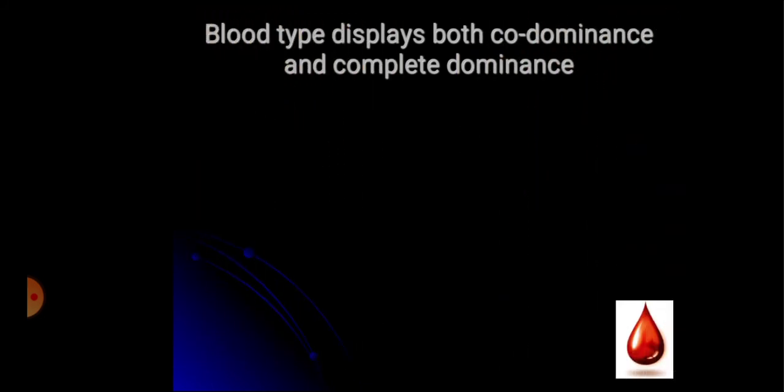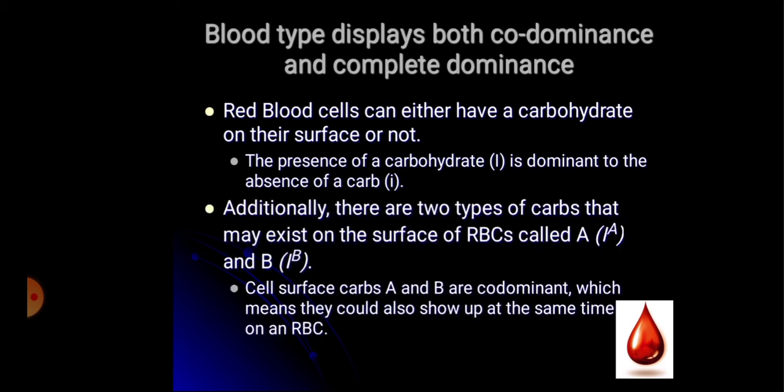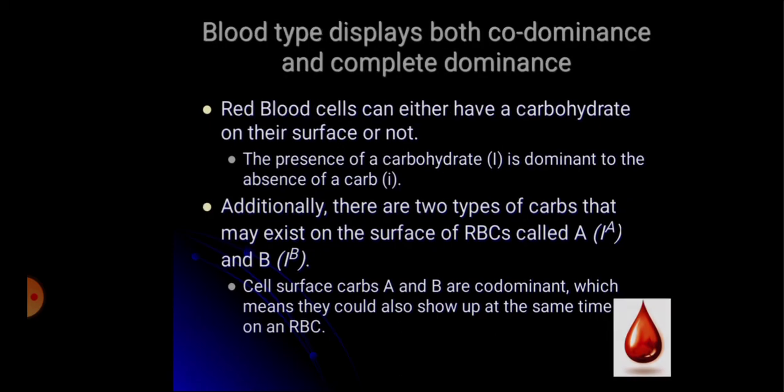Blood type displays both codominance and complete dominance. Why? Red blood cells can either have a carbohydrate on their surface or not. The presence of carbohydrate is dominant to the absence of a carb. Additionally, there are two types of carbs that may exist on the surface of RBCs called A and B. Cell surface carbs A and B are codominant, which means they could also show up at the same time on an RBC. Okay po.